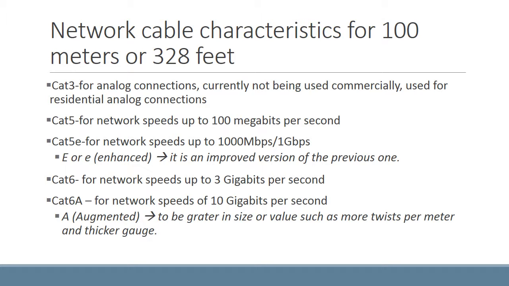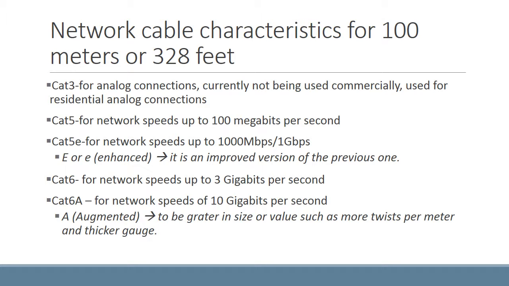These types of cables are normally installed in call centers, universities, and businesses. Cat 6 is for network speeds up to 3 gigabits per second. Cat 6A is for network speeds up to 10 gigabits per second, primarily installed in data centers where you will find network equipment capable of uploading or downloading data at 10 gigabits per second.